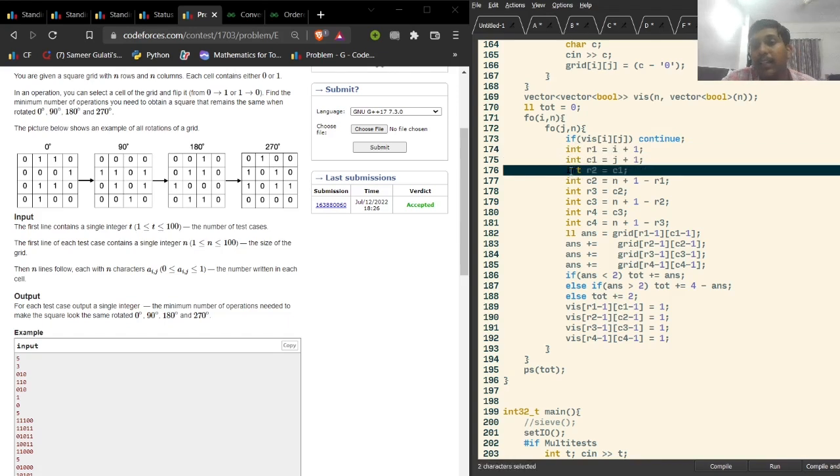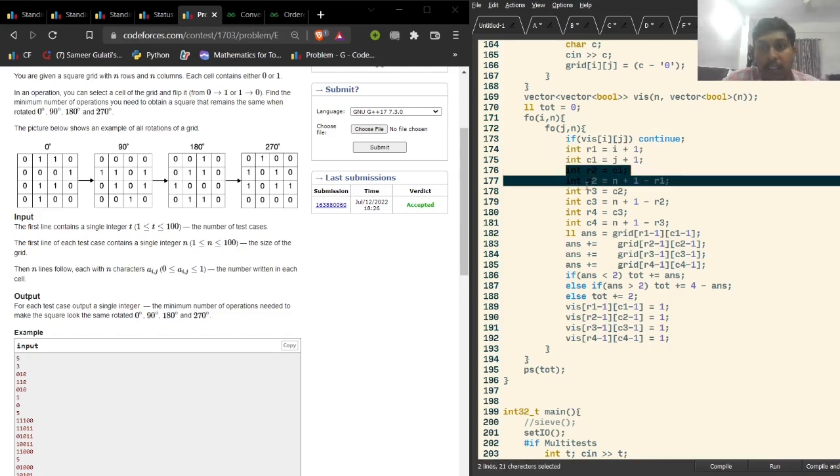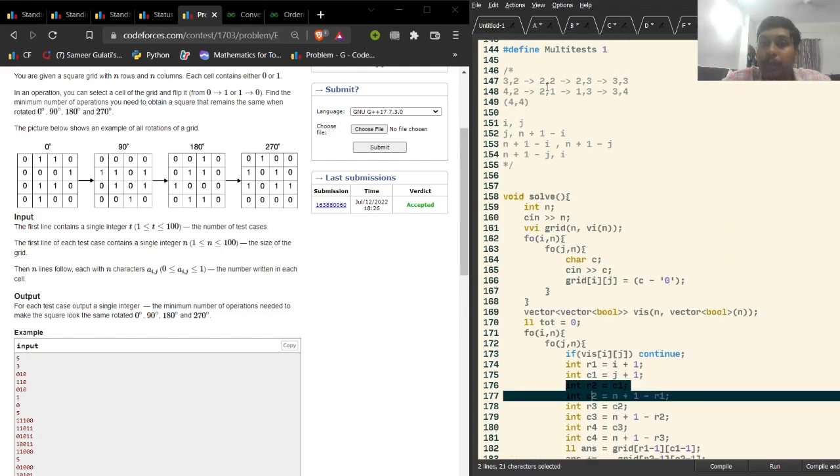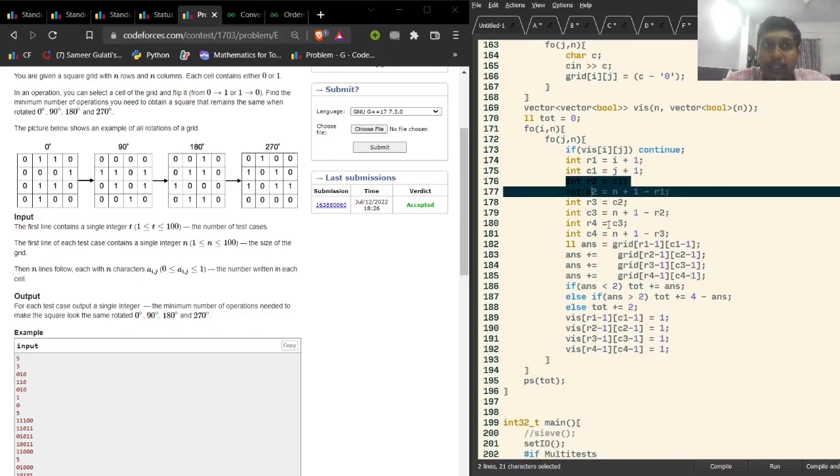Then as I explained earlier, I'll just calculate R1 comma C1 goes to R2 comma C2. I'll calculate R2 comma C2. Then it goes to R3 comma C3. I'll compute that. And then it goes to R4 comma C4. We'll just compute that using the same logic. That is, i comma j goes to j comma n plus 1 minus i.